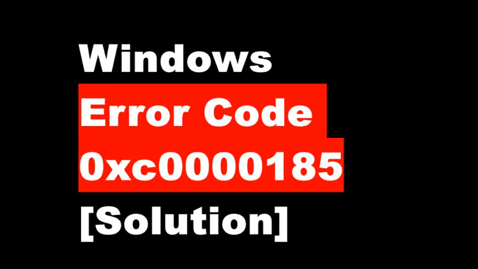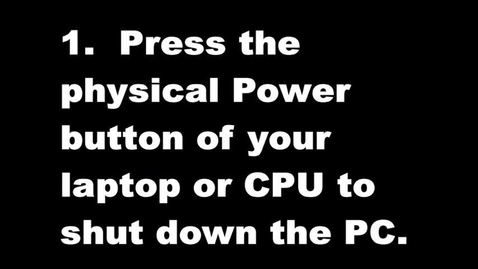Hello guys, how to fix BSOD error code 0xc0000185. Basically it is a blue screen of death error and your system is not able to launch in normal mode. In this case, you will have to go to preparing automatic startup repair mode.